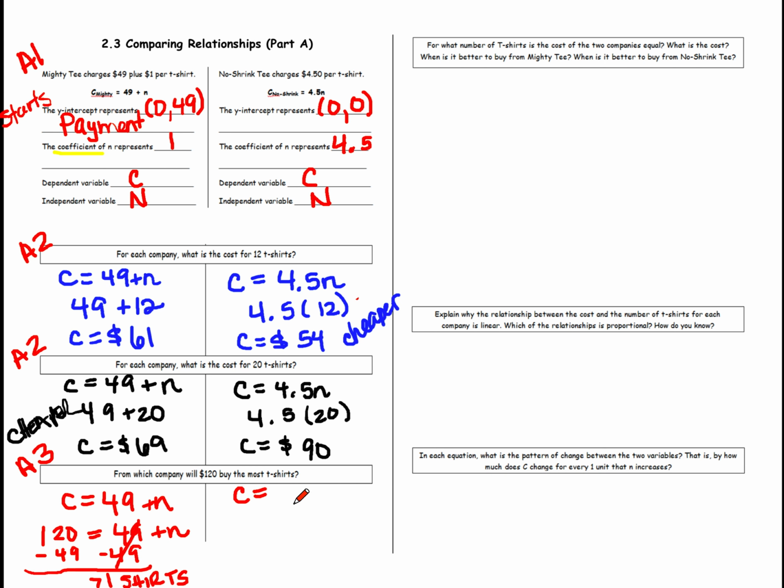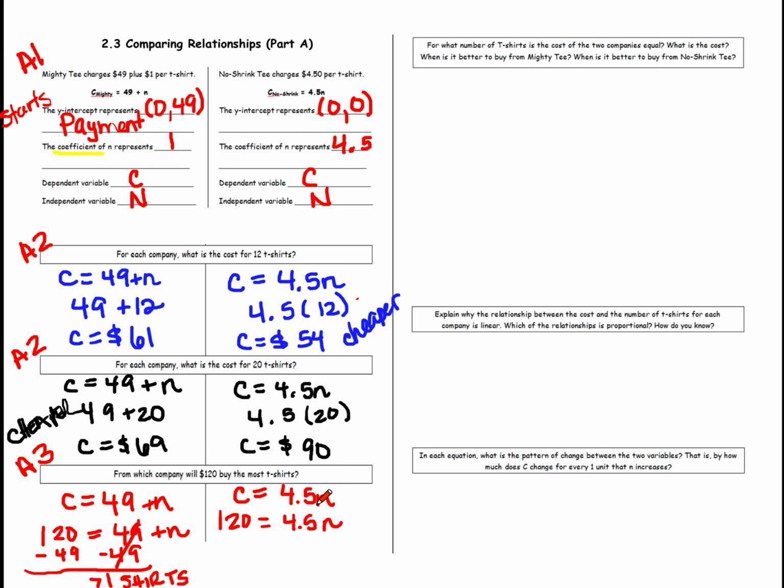Again, we have C equals 4.5 N. We're swapping out the cost. So I'm going to say 120 equals 4.5 N. Now remember, when a number is slapped up against a variable, that means to multiply. So this is saying 4.5 times what will give me 120.